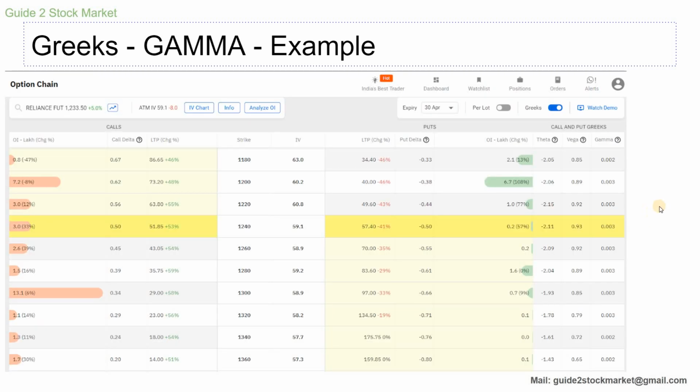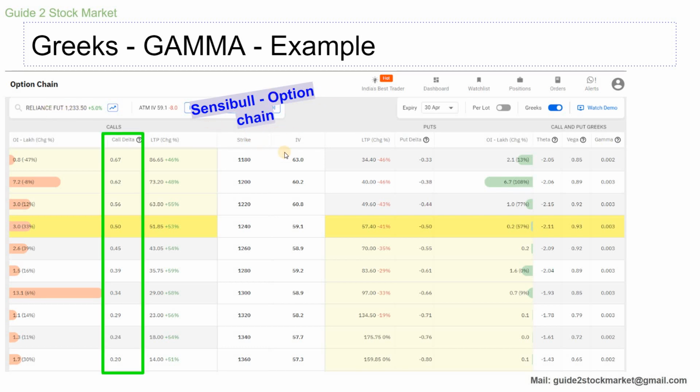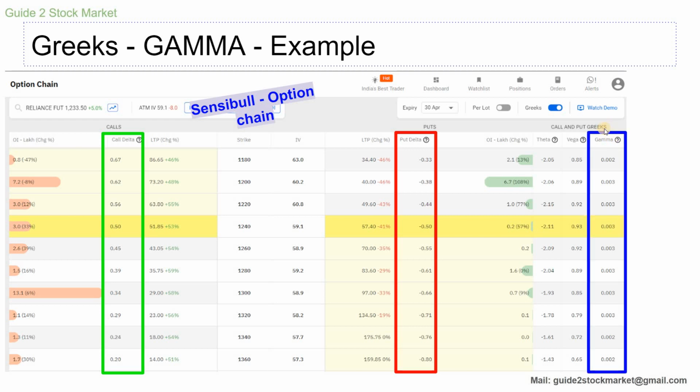So where to find gamma? As I already told, this is the Sensibull option data, and any user can open a free account. Here, as already seen, this is the Reliance Futures option chain. Here is the call delta, here is the put delta, and here there is gamma. To see this, you need to activate the Greeks toggle. Normally it will be in the off position. You need to switch on the Greeks, then theta, vega, gamma and delta will all be there. So this is gamma.